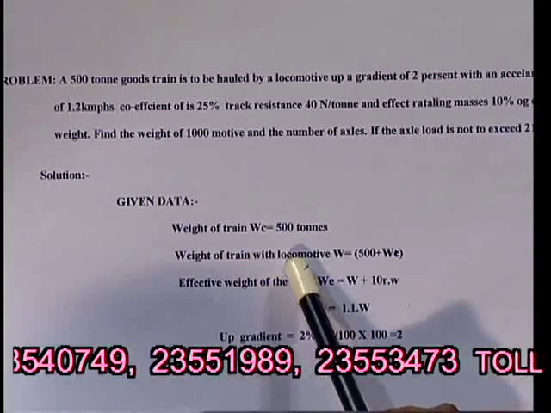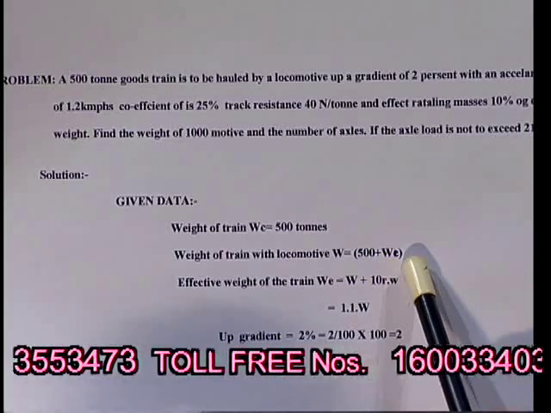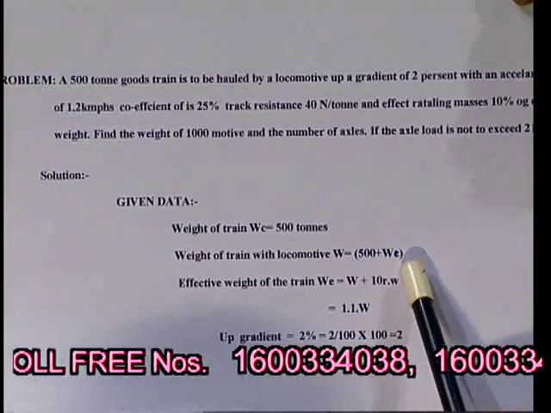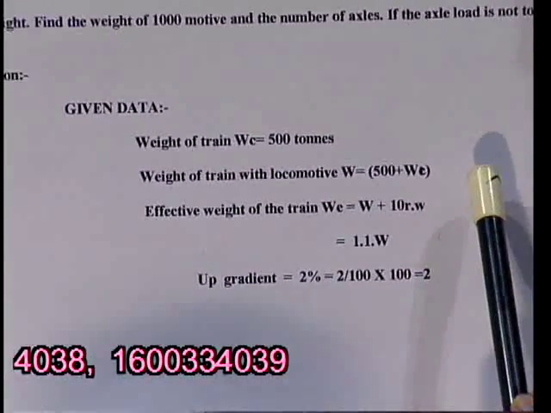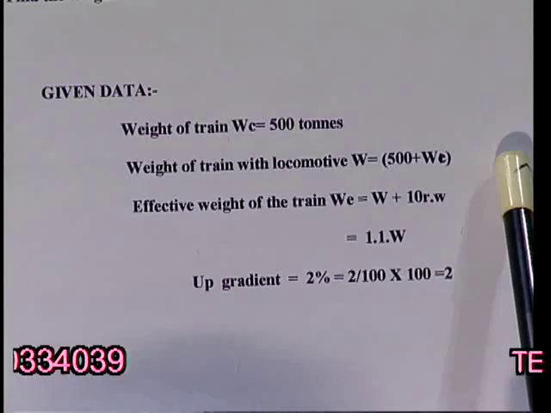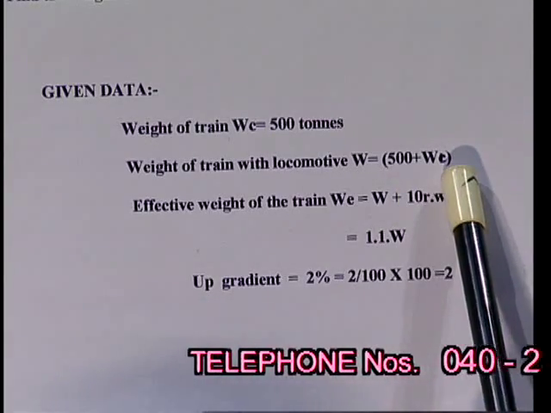Weight of the train with the locomotive W is equal to the weight of the coaches plus the weight of the locomotive. That is equal to WC plus WL, that is equal to 500 plus WL.